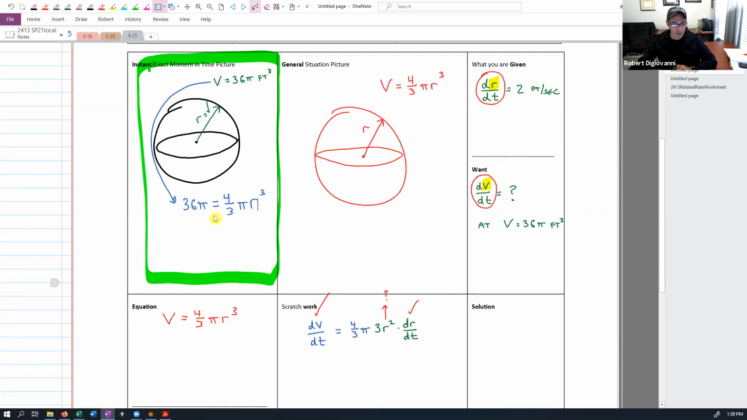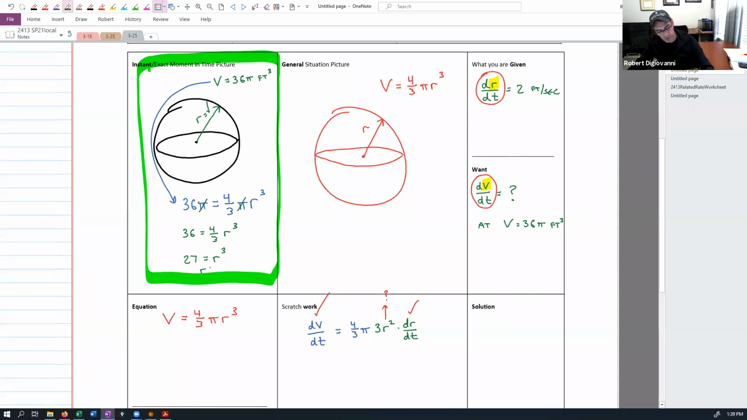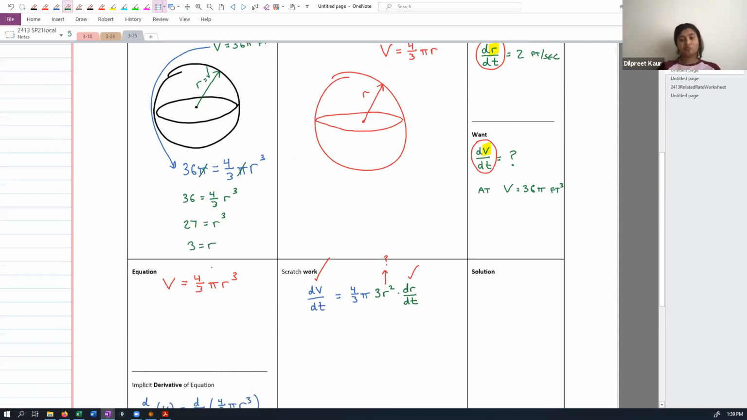Good, Braxton. So we're just going to do this. This algebra is actually not as bad as it looks. Divide both sides by pi, and the pi is gone. Multiply both sides by 3 and divide both sides by 4. You should get 27 for r cubed. And then take the cube root on both sides, and you should get r is 3. Everyone clear on the algebra that I did there? Yes, sir. Okay, so now I know what r is.